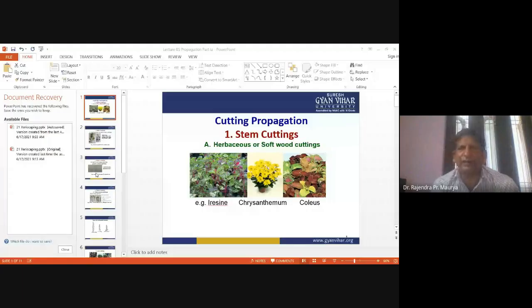Regarding the rooting hormones, these are available in the market. Number one is suitable for herbaceous or softwood cuttings. Rooting hormone number two is suitable for semi-hardwood cuttings. And number three is the strongest, around 8,000 ppm concentration. That rooting hormone powder is suitable for hardwood cuttings. Hardwood cuttings we will discuss in the next slides.